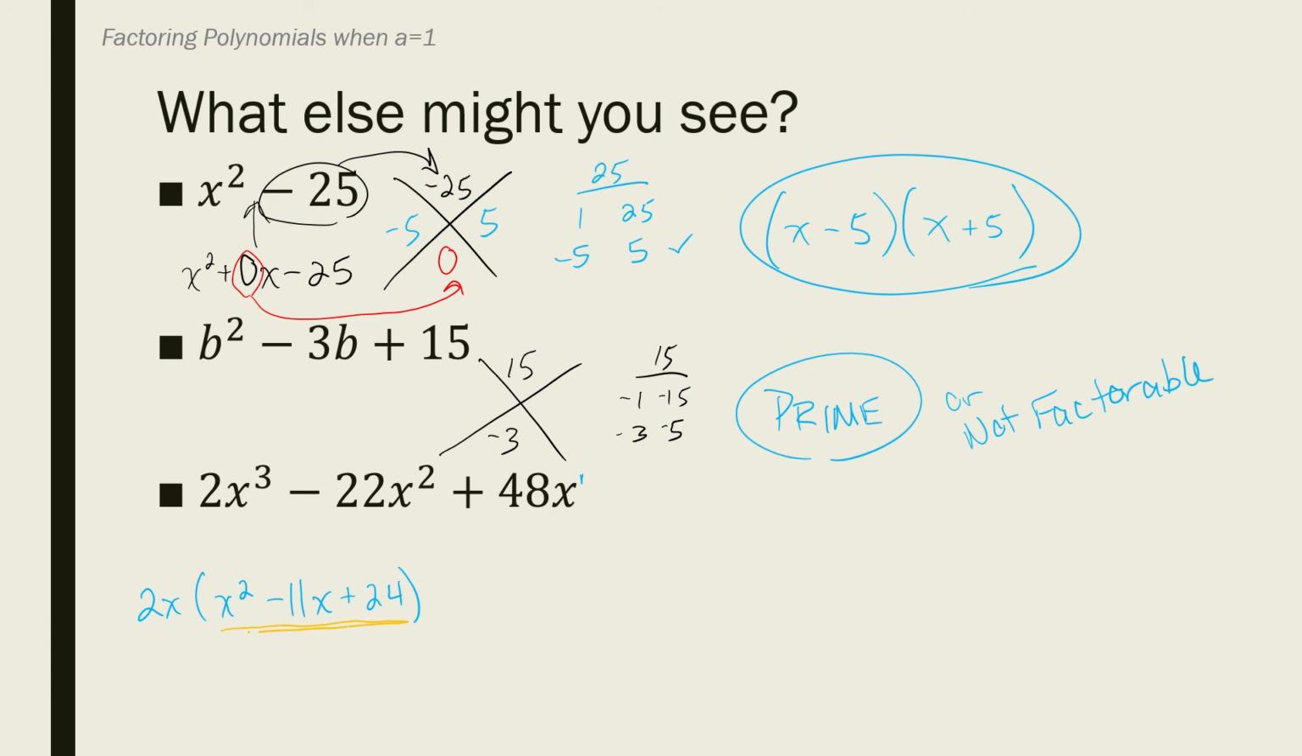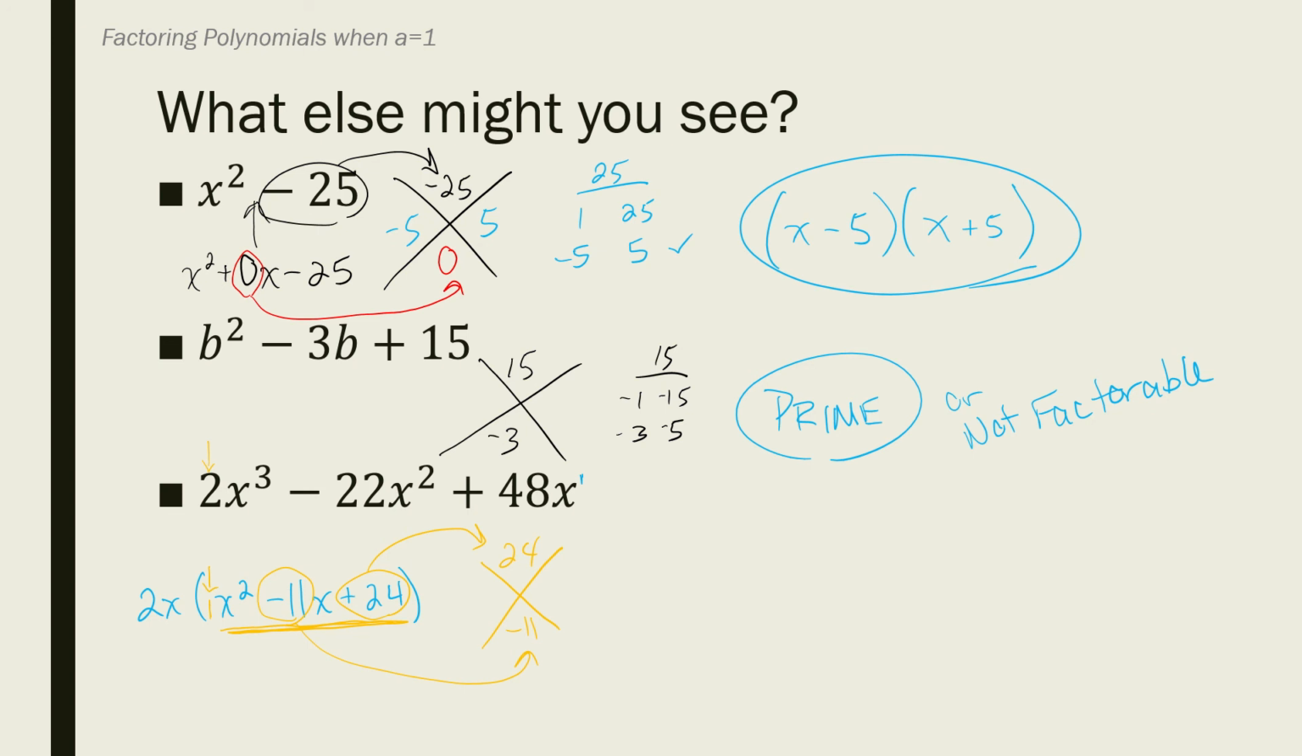We can now use this x method to factor the trinomial in the parentheses even further. So set up our x, put the positive 24 on the top, negative 11 on the bottom. Okay, and just to come back here, the reason we didn't start with this again was because this coefficient wasn't 1. This only works when our leading coefficient is now a 1.